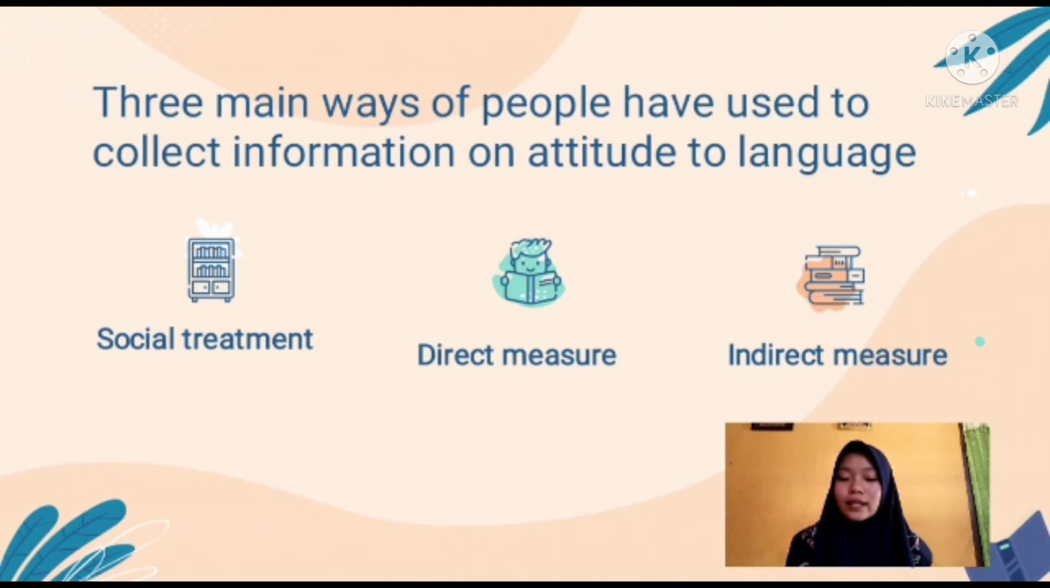The second is direct measures. Direct measures in sociolinguistics can ask direct questions about people's attitudes to particular languages, language varieties, or even language features. And then the last is indirect measures. A third way of collecting data on language attitude is to use an indirect measure which elicits the respondent's attitude without making them feel self-conscious or embarrassed. The most sophisticated form of this method is the matched guise.